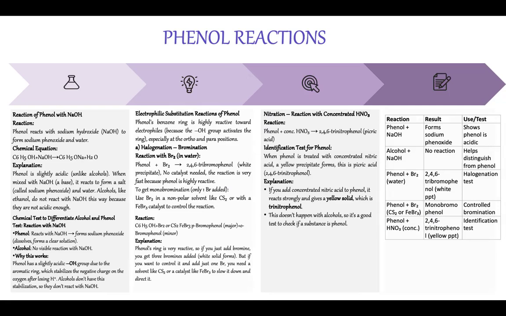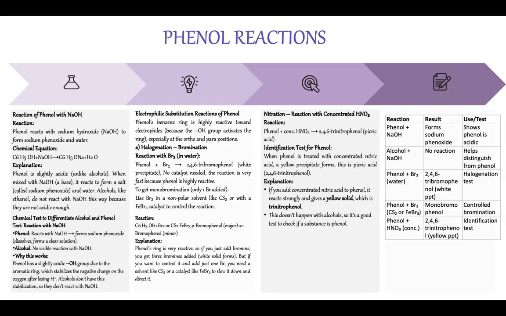As a chemical test to differentiate alcohol and phenol, phenol reacts with sodium hydroxide to form sodium phenoxide, which dissolves to form a clear solution. Meanwhile, alcohol shows no visible reaction with sodium hydroxide. Why? Because phenol has a slightly acidic -OH group due to the aromatic ring, which stabilizes the negative charge on the oxygen after losing hydrogen. Alcohols don't have this stabilization, so they don't react with sodium hydroxide.